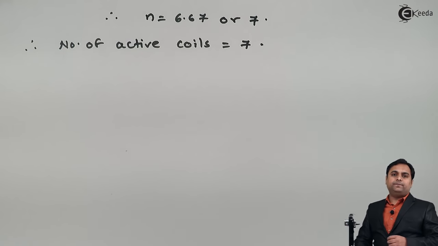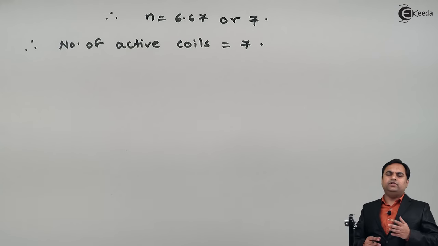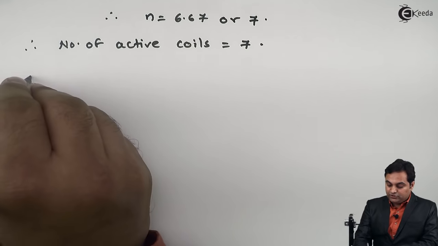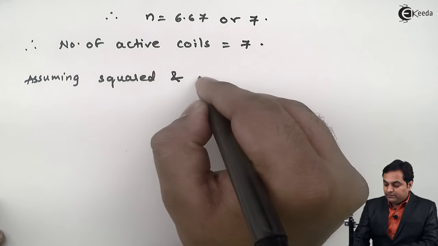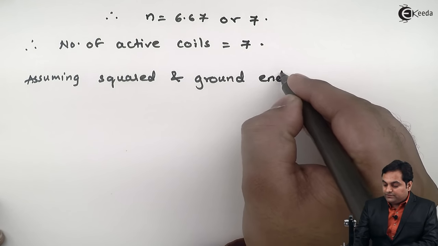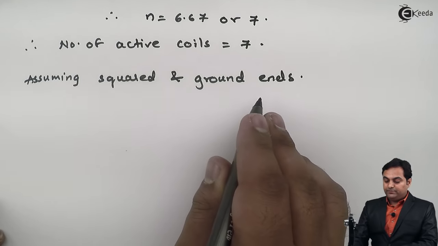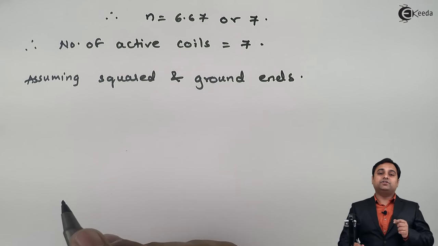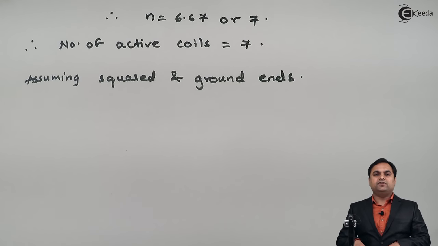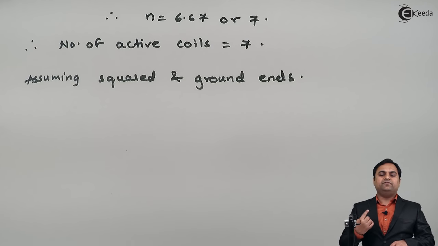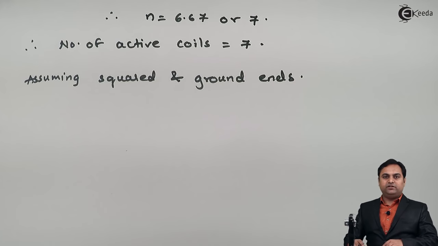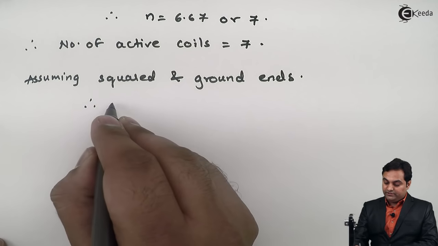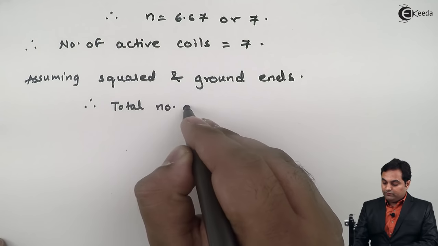Now these are the active coils, they take part in the deflection, they take part when the load is applied. Now from this I can even calculate the total number of coils. So I'll say that assuming square and ground ends. Squared and ground end means since the spring is in the form of a wire, it is circular. So if we keep that spring on any surface, there are chances of the spring to slip because the surface is circular. So we are grinding those ends to make them flat so that it can be seated flat.